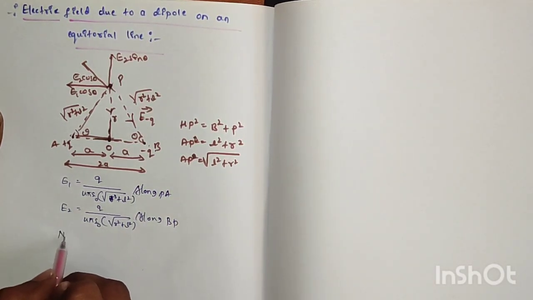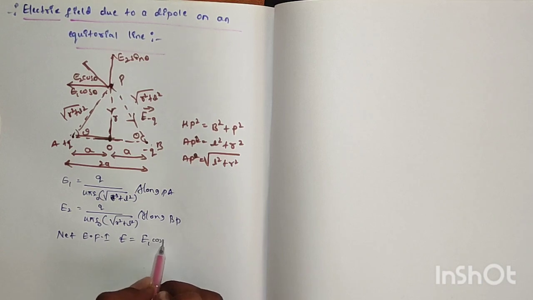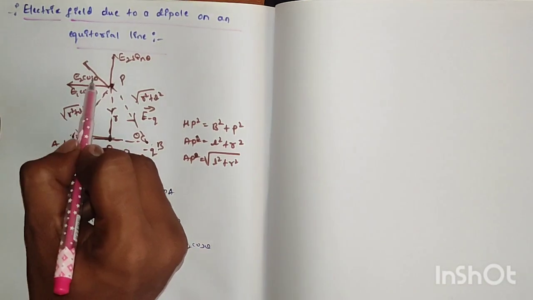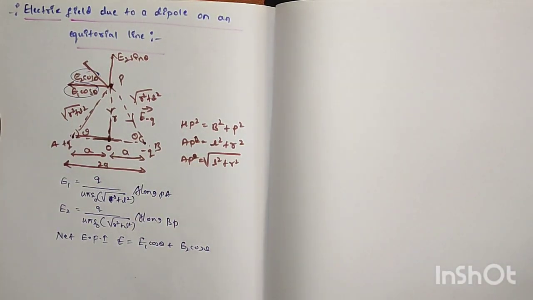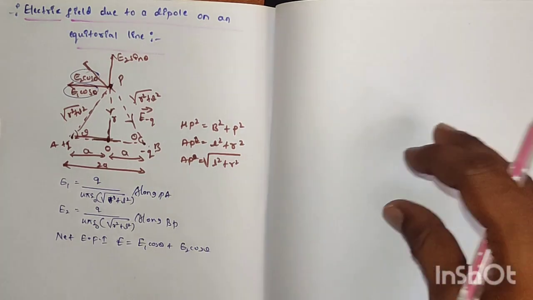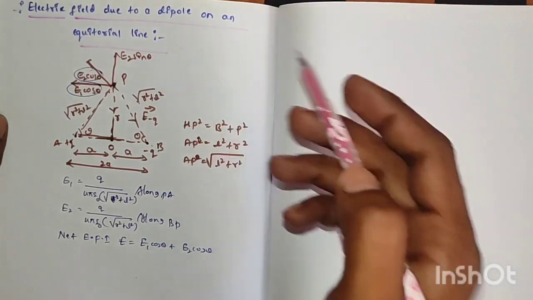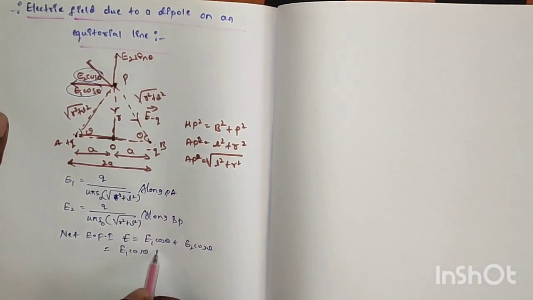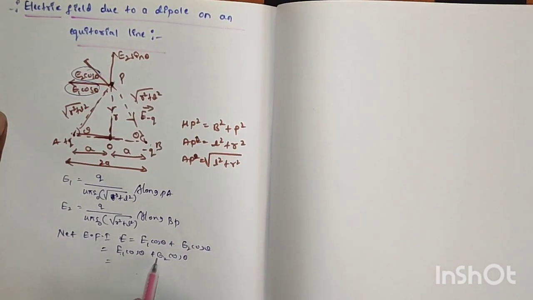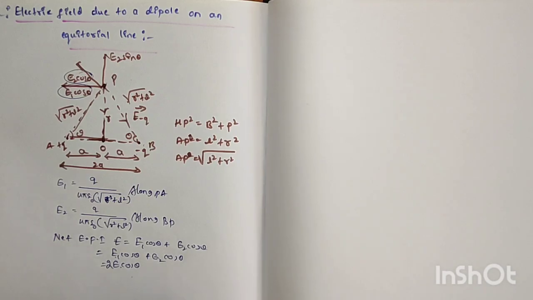Next, the net electric field intensity. So E is equal to E1 cos theta plus E2 cos theta. E1 and E2 are reversed in the vertical components, that is E1 sin theta and E2 sin theta cancel each other, as they are upward and downward. So E1 cos theta plus E2 cos theta, that is nothing but 2E cos theta.